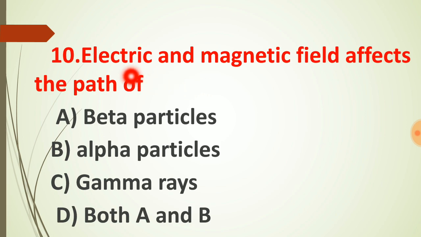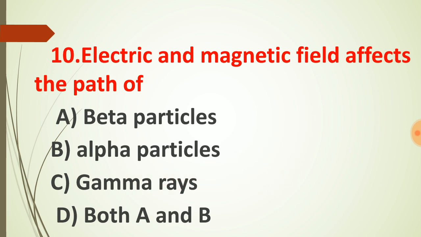Electric and magnetic field affects the path of. Now we should know that electric and magnetic field only shows its influence towards charged particles. It affects the direction of charged particles. If something is chargeless, then electric field and magnetic field do not show any effect. Beta particles are negatively charged particles. Alpha particles are positively charged particles. So electric and magnetic field show their influence towards beta particles and alpha particles, but gamma particles are chargeless.